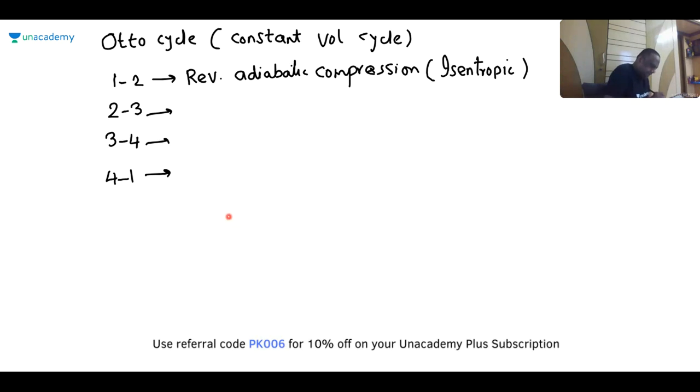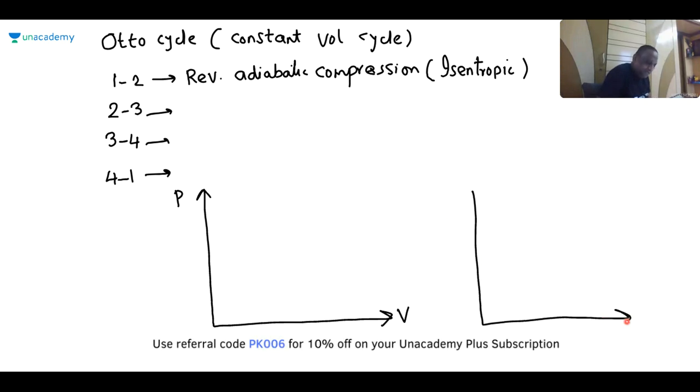Take a second. Let me represent the cycle both on TS and PV diagram. Let this be PV and let this be TS. It's a humble request to all of you. I'm requesting you not to make any comments in between.